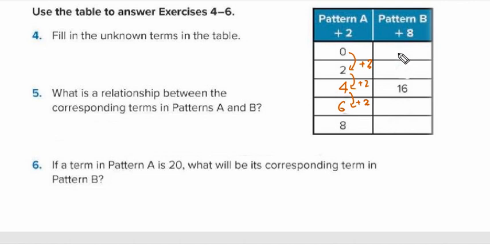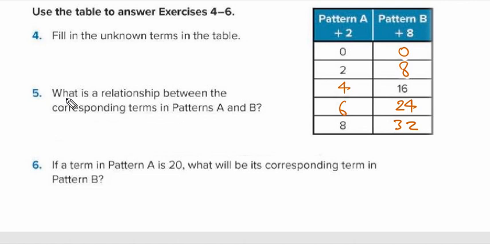Here pattern B, so we will start from 0, 0 plus 8, 8. So you will add 8 each time. 8 plus 8 is 16, 16 plus 8 is 24. 24 plus 8 is 32. Right? So let me just write it clearly. 0, 2, 4, 6, 8. 0, 8, 16, 24 and 32.